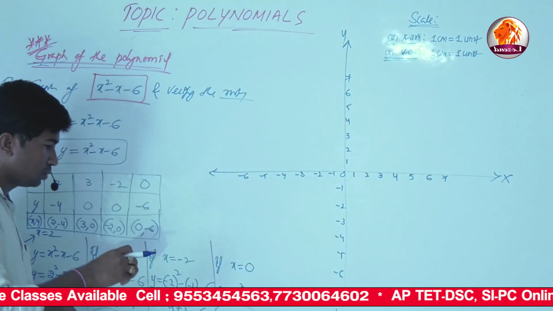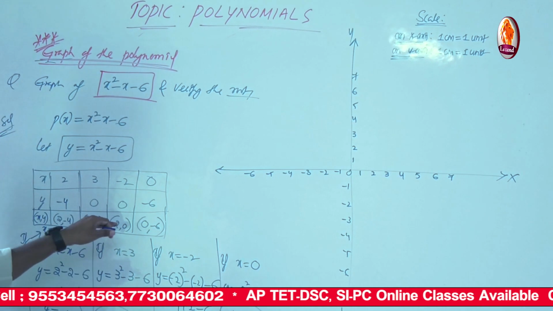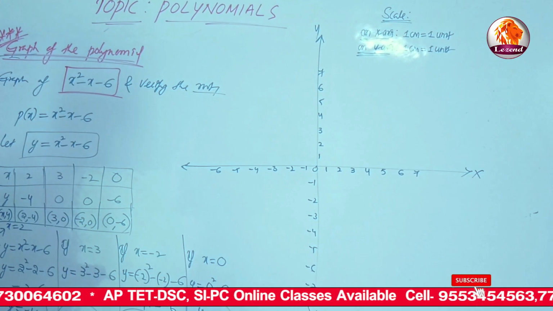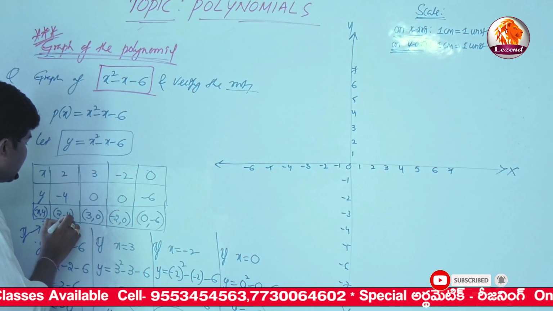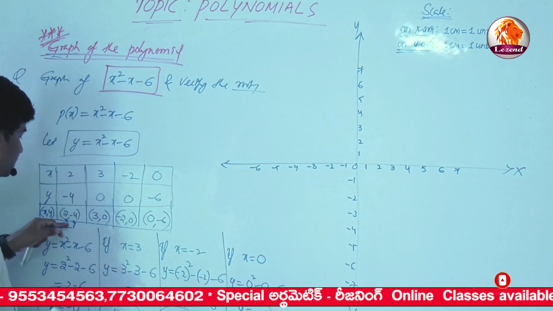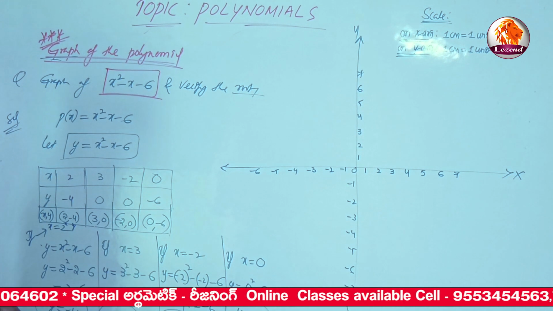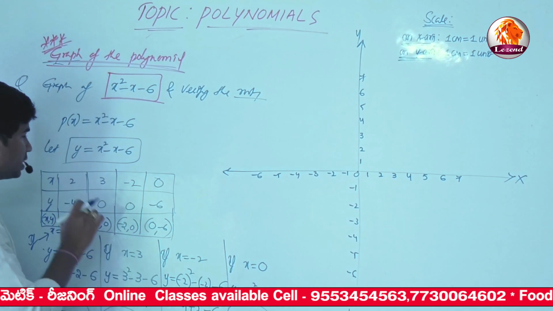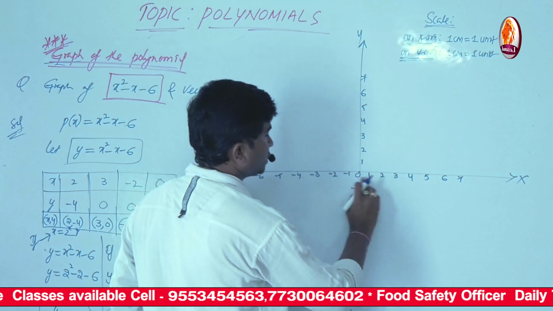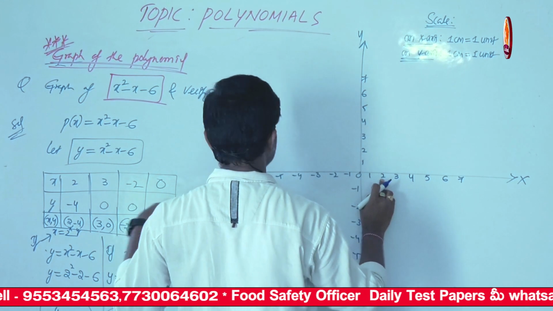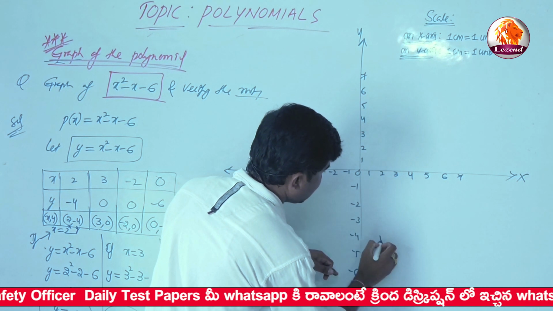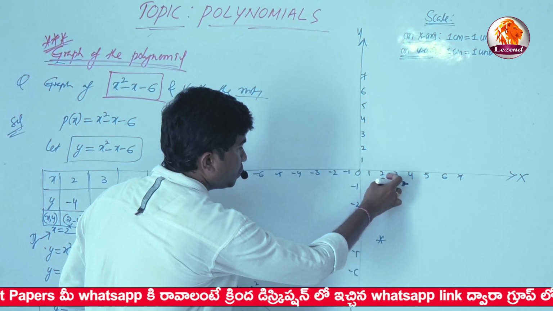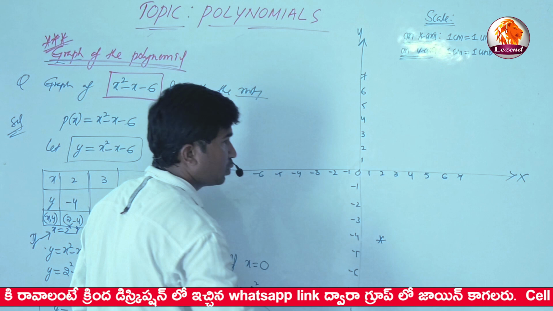Now we are going to plot these 4 points on the graph sheet. First one, 2 comma minus 4. Always the priority is x and y: first value is x, second value is y, abscissa and ordinate. 2 comma minus 4. 2 on the x-axis first, minus 4 on the y-axis. Where is minus 4? Here. So now we have this point here, 2 and minus 4. This is the point.